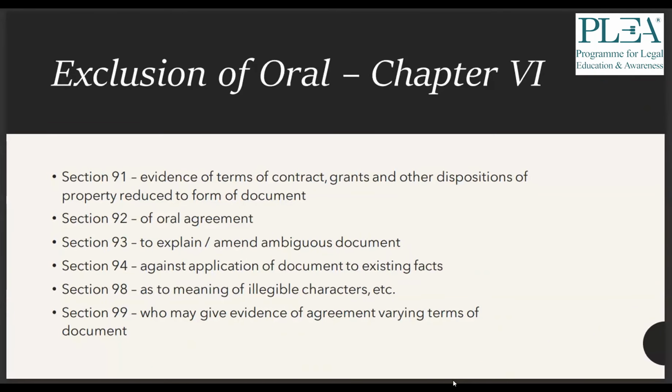Section 98 talks about evidence as to the meaning of illegible characters. Basically something that you are not able to read, something that is not visible, it's not legible. Section 99 talks about who may give evidence of an agreement varying the terms of a document. Now there is a contract between two people.